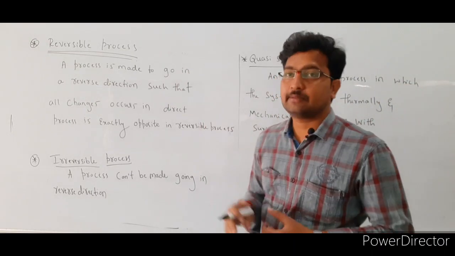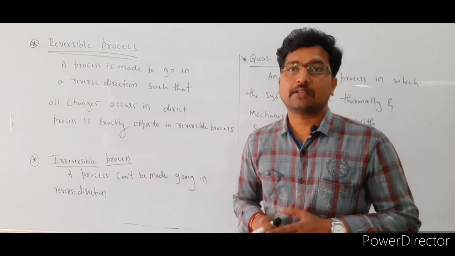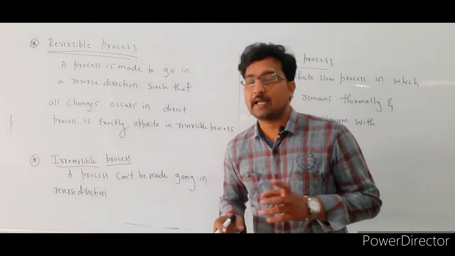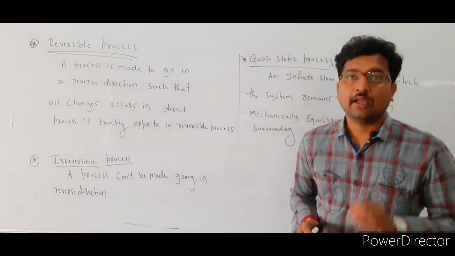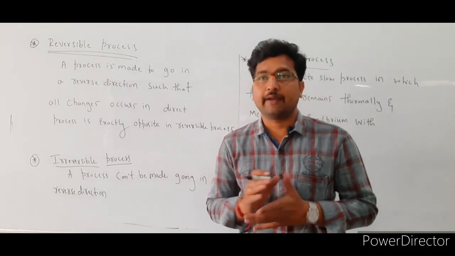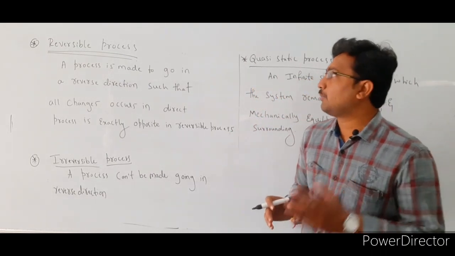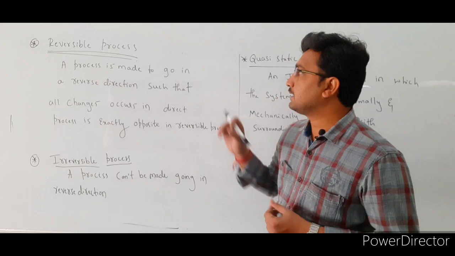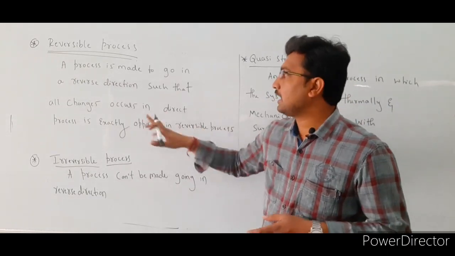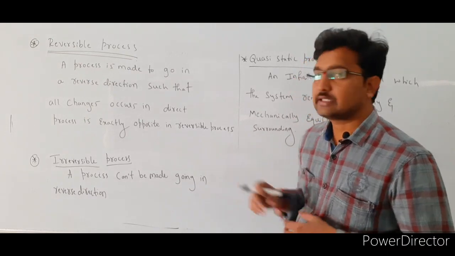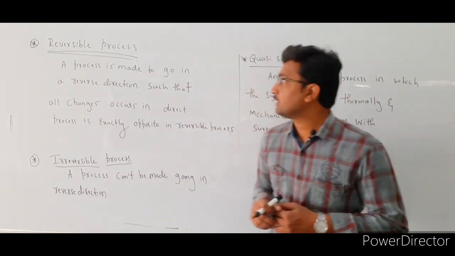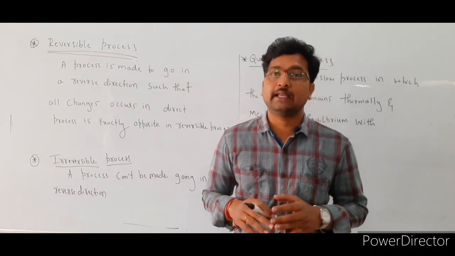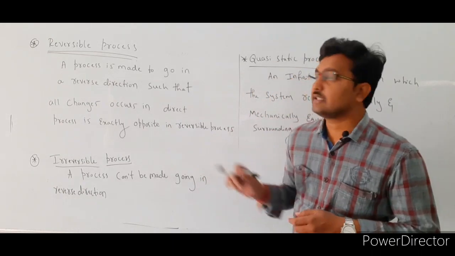So what do you mean by the reversible process? A reversible process means a process is made to go in reverse direction such that all the changes that occur in the direct process are exactly opposite in the reversible process. For example, a reversible process is the slow expansion and the slow compression of an ideal gas.